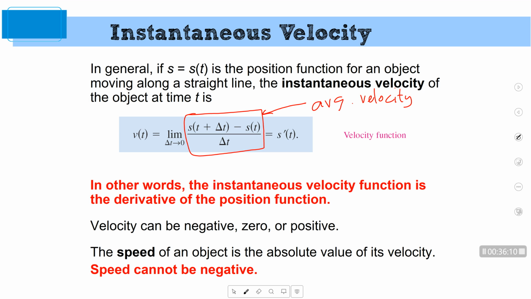It's a derivative of the position function. If you had physics, you know that velocity can be negative, it's going downward, could be 0, it's not moving, or it could be positive, it's going upward. Speed is the absolute value of the velocity, must always be positive.